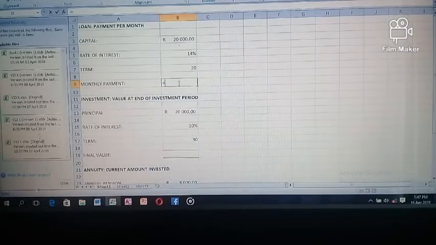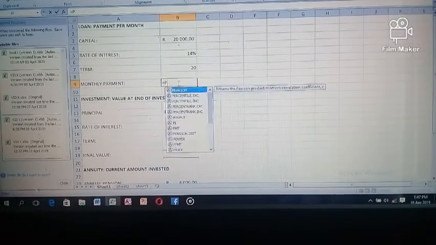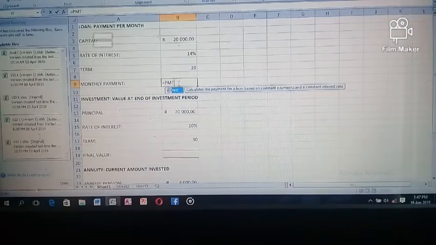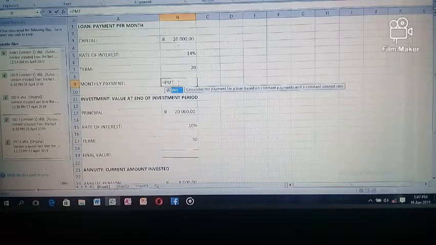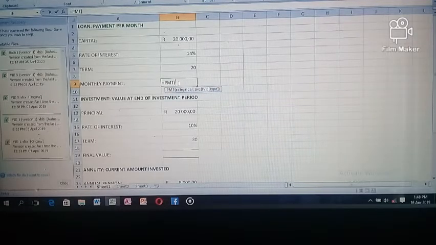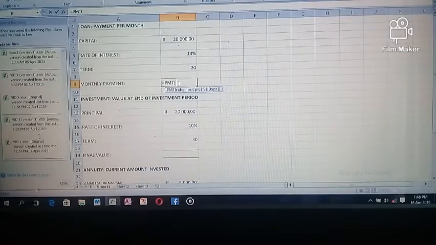So for us to complete this thing, you're gonna type in PMT. You're gonna utilize the PMT method. Okay, the PMT stands for the monthly payment. You see, it even tells you that it calculates the payment for a loan based on constant payments and a constant interest rate. You see, so it's self-explanatory.